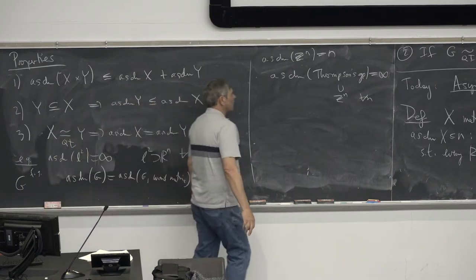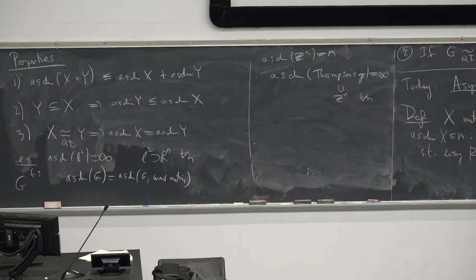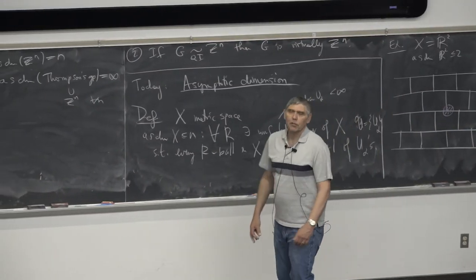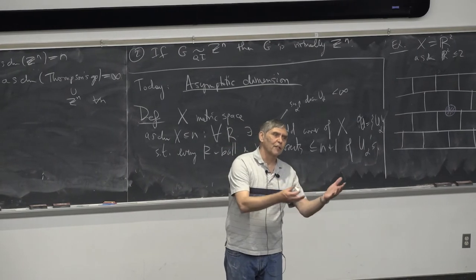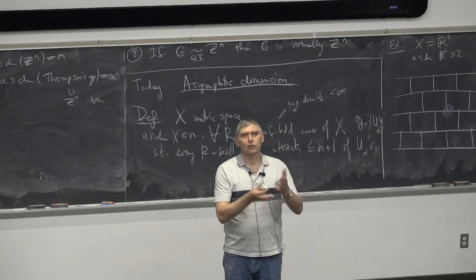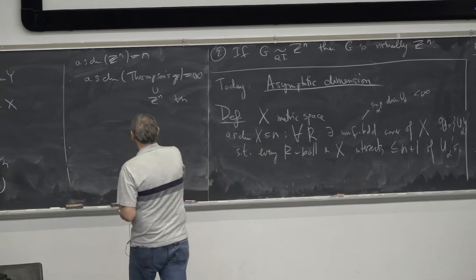One philosophy here is that, if you're trying to understand the large scale geometry of something, you can't claim to understand it if you don't even know if its dimension is finite or infinite. Here's a space and you don't even know what its dimension is, or if it's finite or infinite. You can't claim that you understand the space, right? It's the same thing with groups and asymptotic dimension.